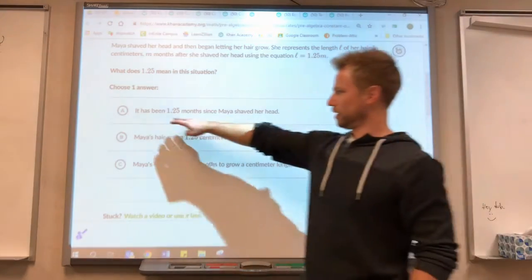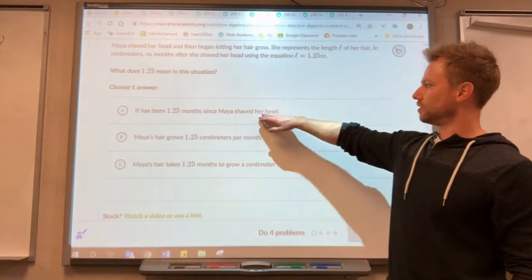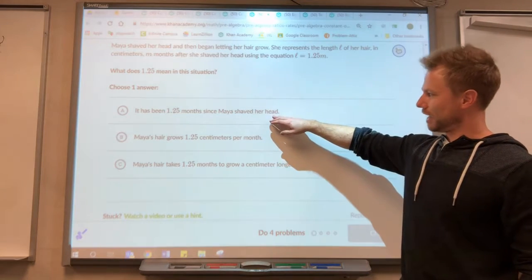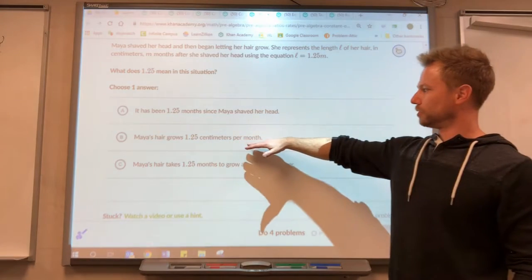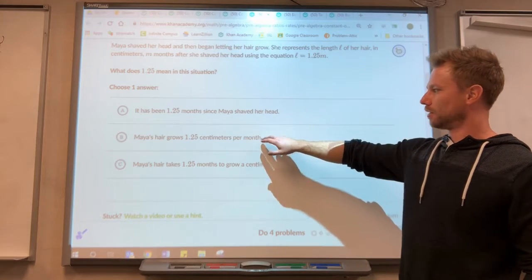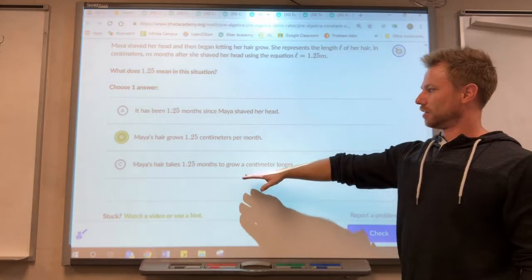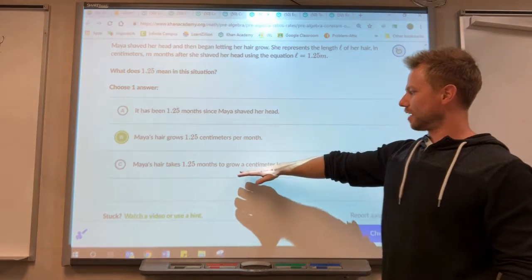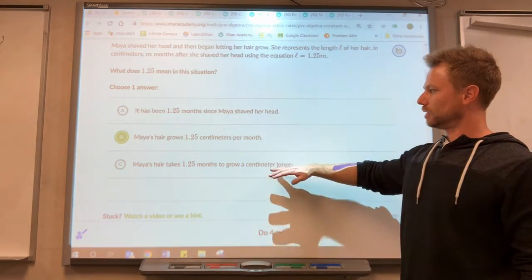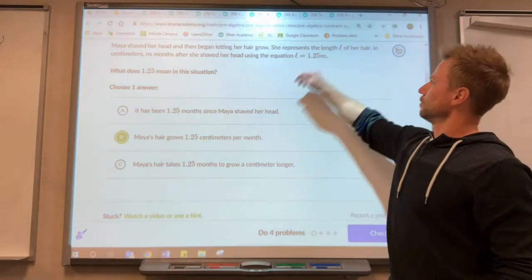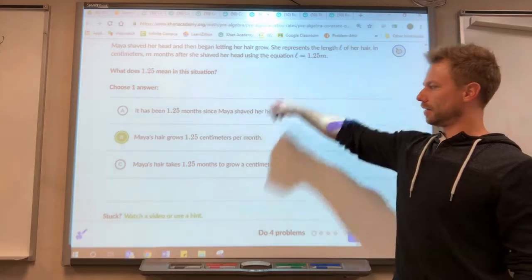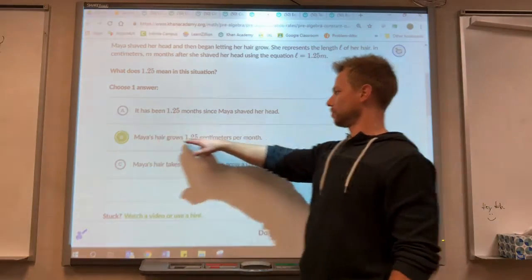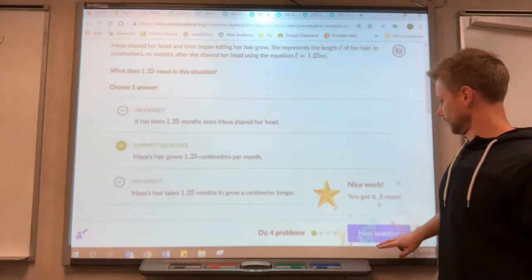Okay, so does it mean it has been 1.25 months since Maya shaved her head? No. Maya's hair grows 1.25 centimeters per month. That seems to make sense. Maya's hair takes 1.25 months to grow a centimeter long? No, it would be B. Okay, so if it's 2 months, we multiply by 1.25 to get the length. So then this must be how much it grows per month.